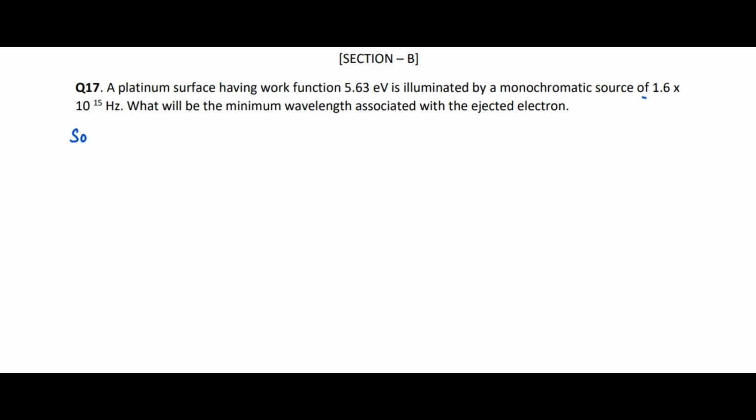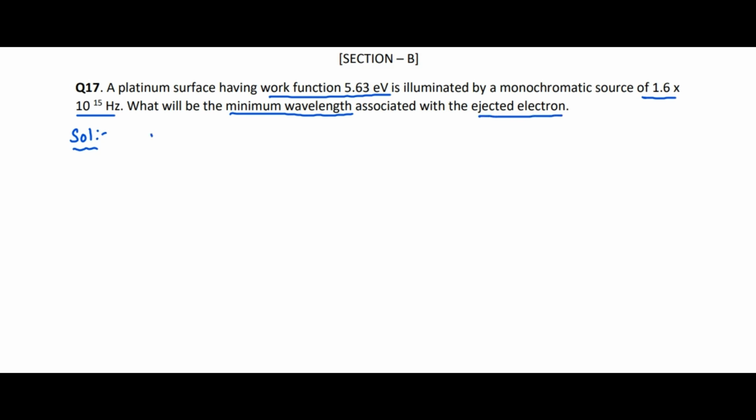Coming to question number 17, a platinum surface having the work function 5.63 electron volt is illuminated by monochromatic source of 1.6 into 10 power 15 Hz. What will be the minimum wavelength associated with the ejected electron?